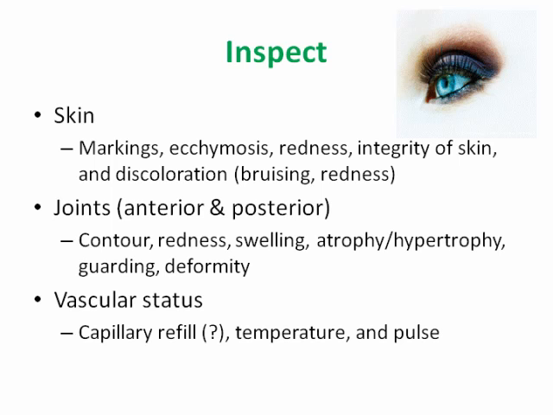You want to know if they have stasis dermatitis, which can be a result of decreased blood flow and or chronic inflammation. For the joints, you want to know the anterior and posterior aspects of the joints, comparing the right versus the left. What is the contour? Is there redness? Is there swelling? Where does the swelling start? Where does it end? Is it painful? Is there atrophy? Is there hypertrophy?